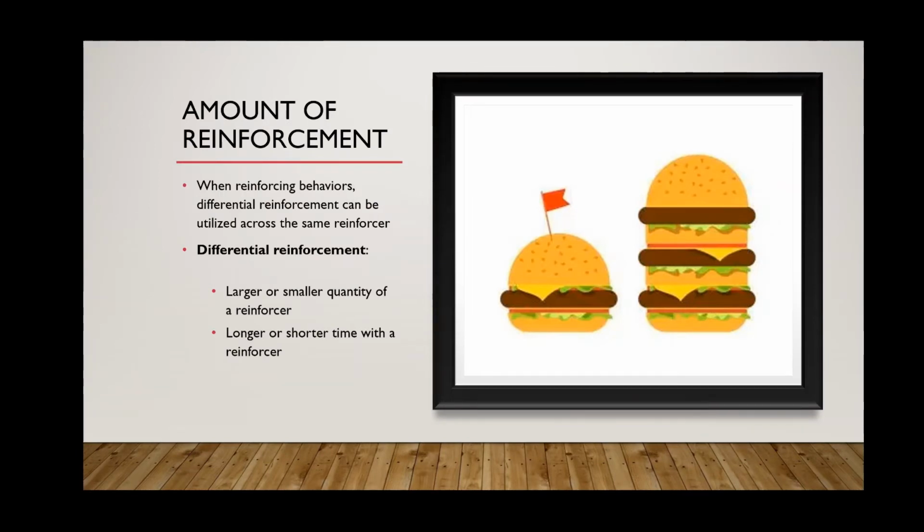Another way to differentiate our reinforcement is to look at how much of a reinforcer is being provided. We can do this by providing the same reinforcer across these examples, but by providing a different amount or for a different amount of time. So for example, we have a small cheeseburger and a large cheeseburger here. When I complete a really difficult skill or something that's new for me, I might get a larger portion of that cheeseburger.